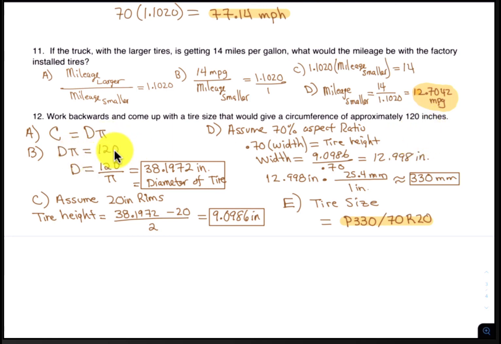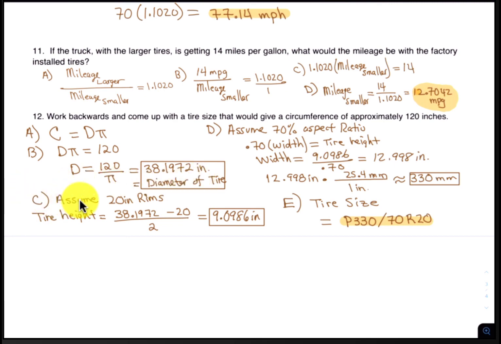That was given. And then we can solve for the diameter by dividing by pi. So the diameter is 120 divided by pi, which comes out to be 38.1972 inches. So that again is the diameter of the entire tire.